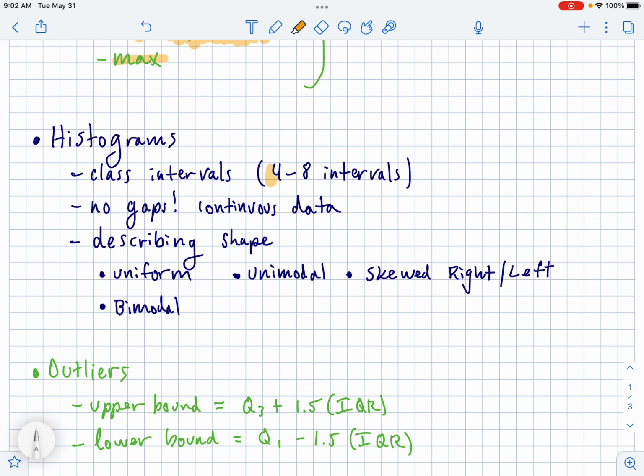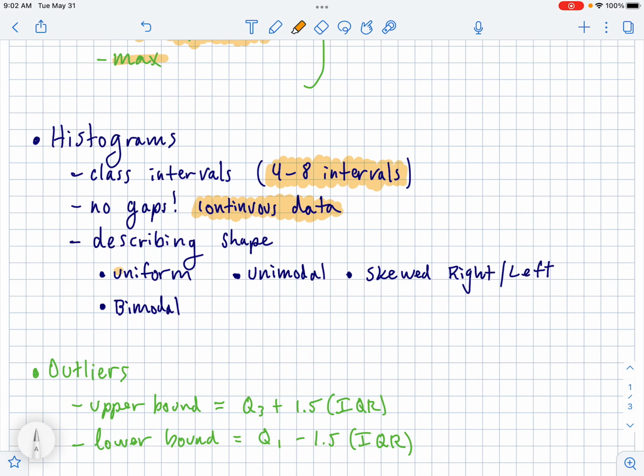We also looked at histograms. First of all, how to build them by creating 4 to 8 class intervals and sorting your data into those class intervals. Remember, histograms are for continuous data, which means there's no gap between the bars.